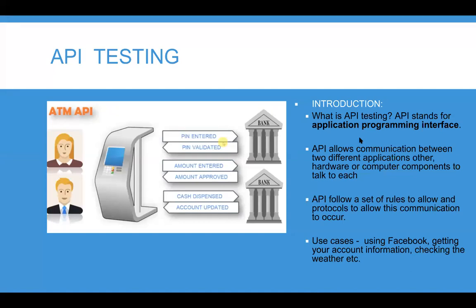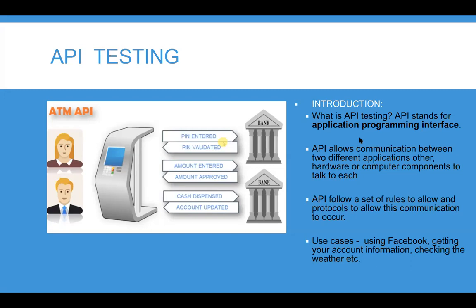Looking at the example on my screen, when you enter your amount, the amount is approved. The communication between that physical machine and the backend, as you can see, is through an API.